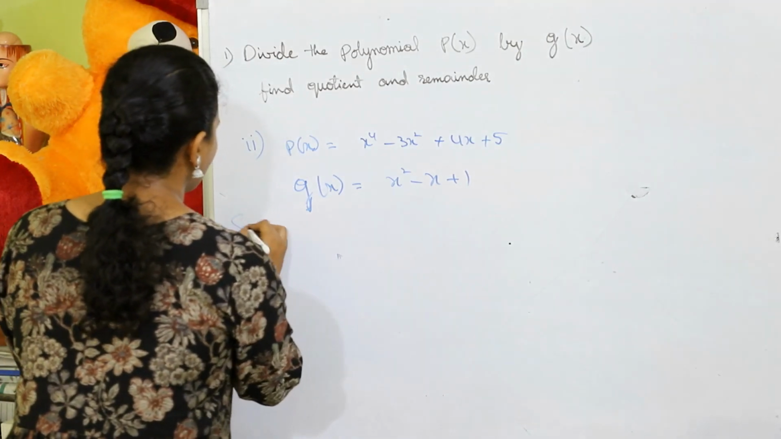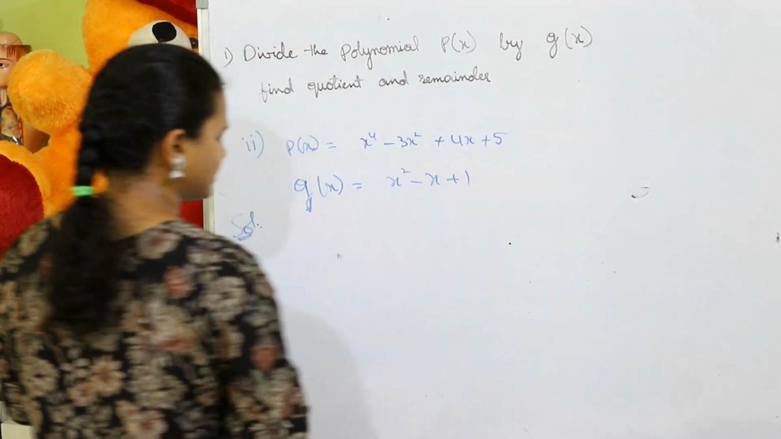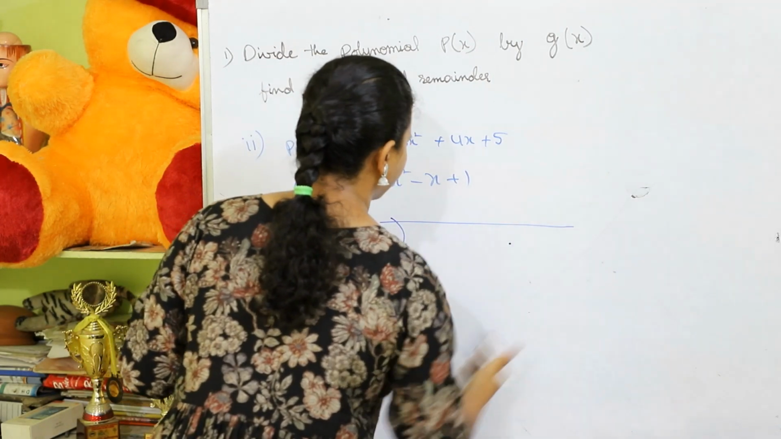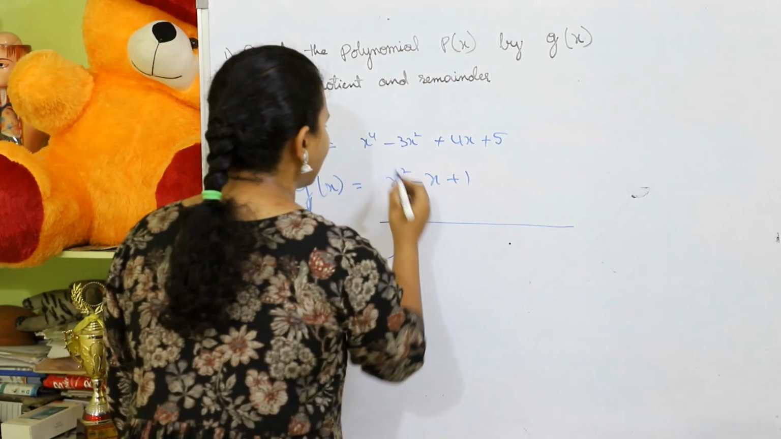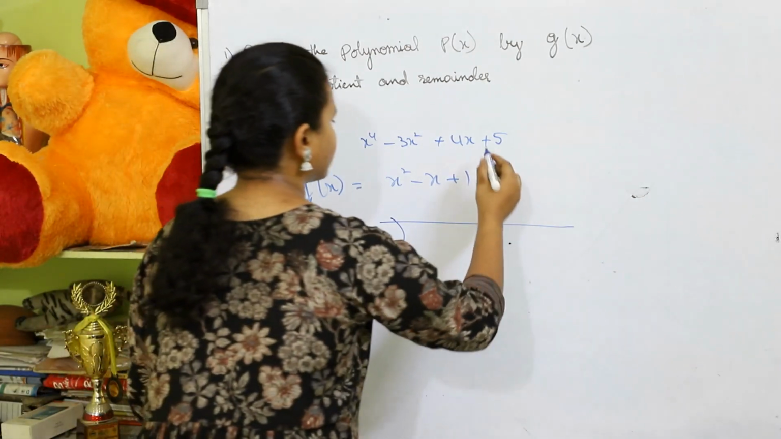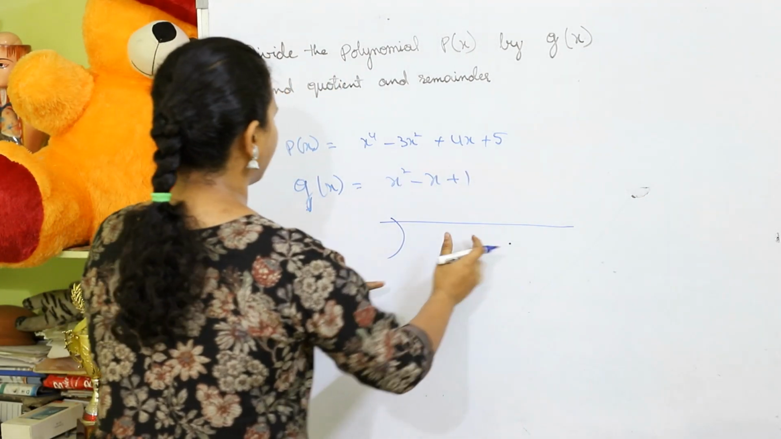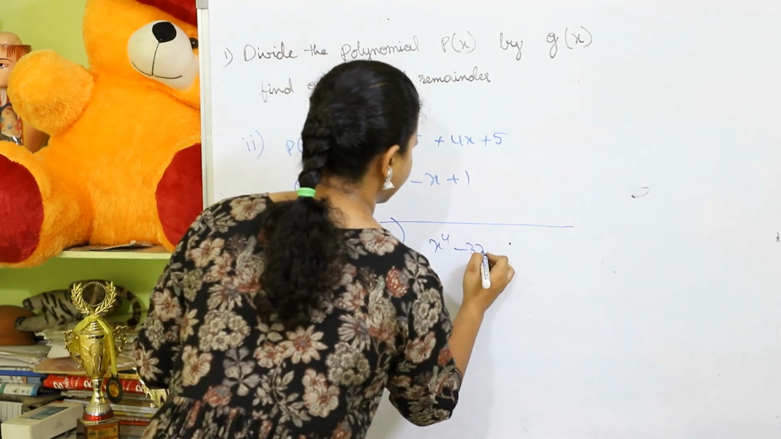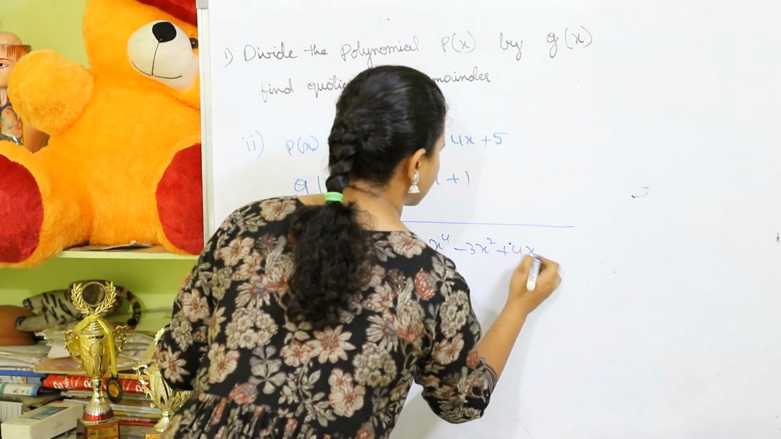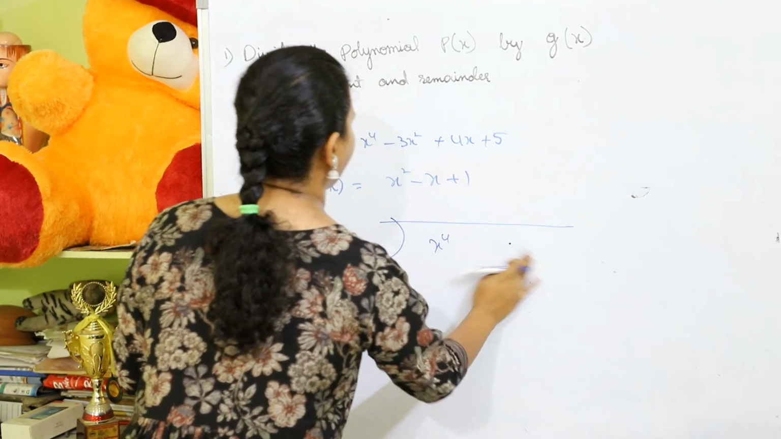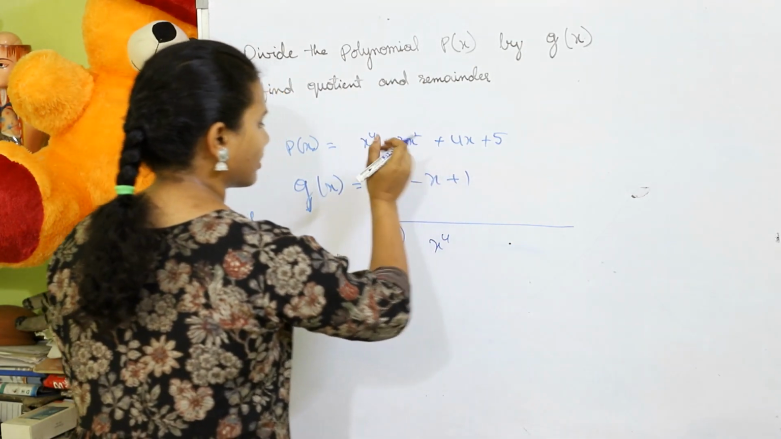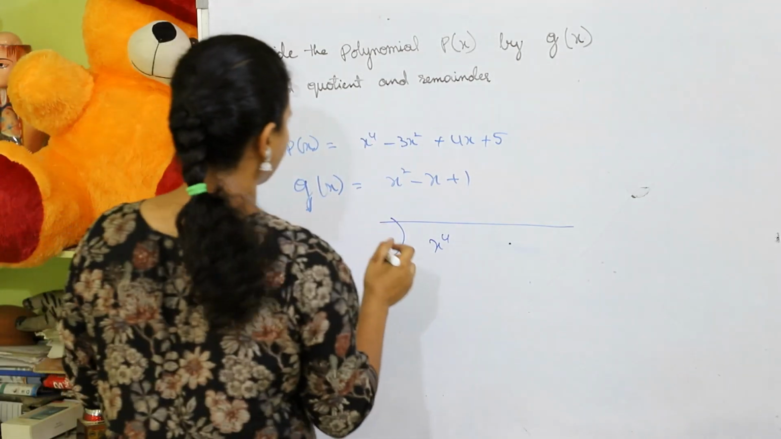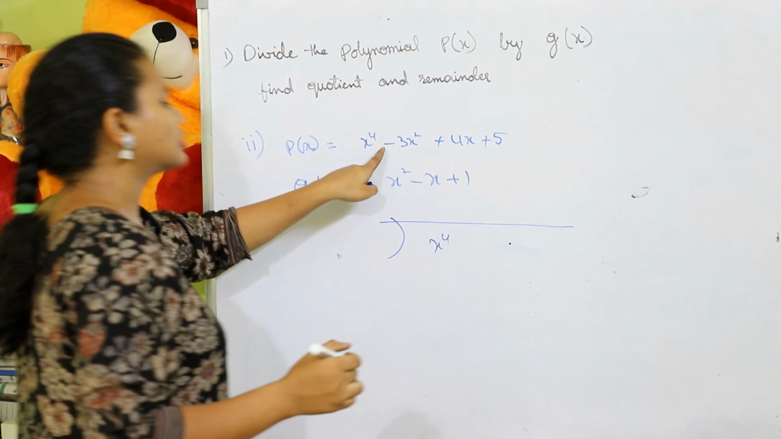Very interesting question. So guys, here you go for division, as you know. Now you write p of x value. P of x means dividend, right? So dividend comes in the middle. This is the dividend, where p of x is x power 4 minus 3x square plus 4x. Here in x power 4 minus 3x square, there is a missing term. The x cube is missing, right?